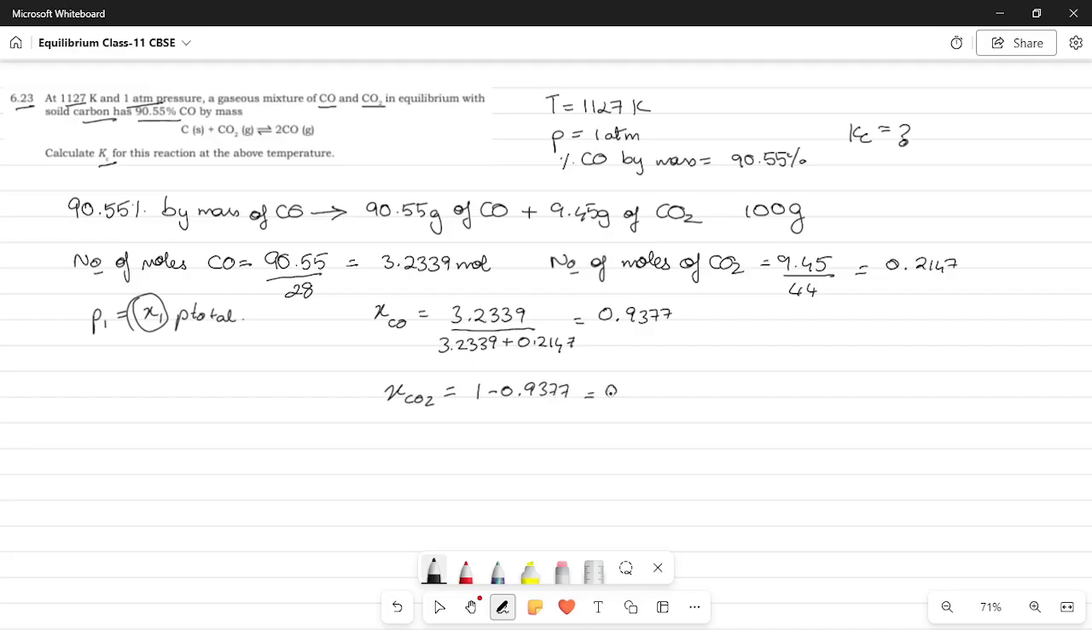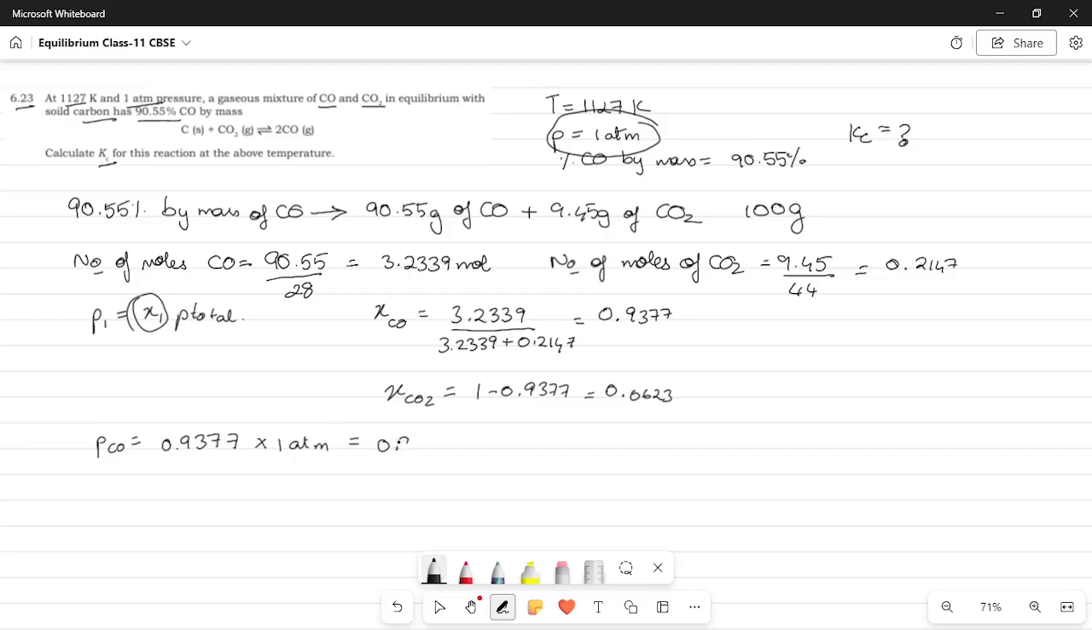So this is equal to 0.0623. Okay, so we have the mole fractions of individual components, and we also have been given the pressure, the P total, which is equal to 1 atmosphere. So we are able to calculate the value of the individual partial pressures. So you have PCO is equal to X1, which is the carbon monoxide mole fraction, 0.9377 into 1 atmosphere. And mole fraction does not have any units, right?